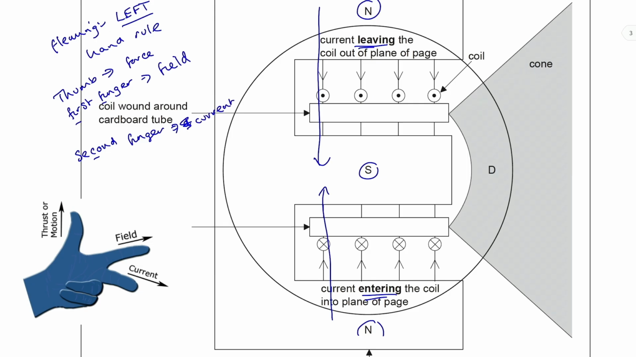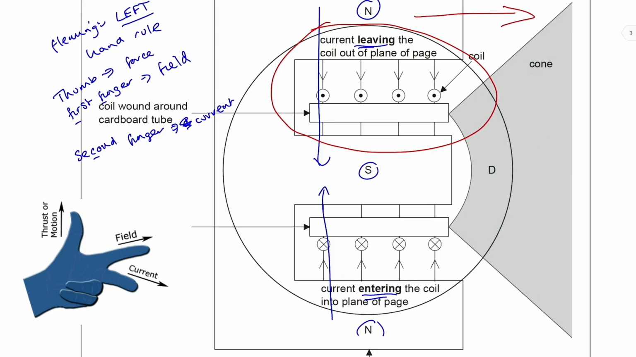So I'd like you to put your left hand in front of you. Let's take the top section here. I'd like you to put your second finger pointing up towards you, out of the paper. I'd like you to put your first finger pointing down the way, and what you should notice is that your thumb points in that direction.